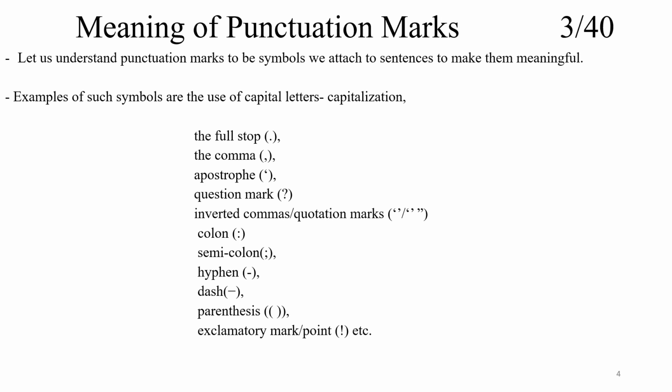Now you can find that I have placed each of the symbols in brackets alongside the name. So if you take the full stop, for example, you can find that there's a bracket which indicates the symbol for full stop. For comma, in the bracket, you can find the comma there. The apostrophe symbol is also found in the bracket, and the rest follow like that.